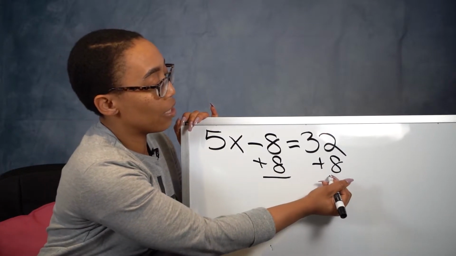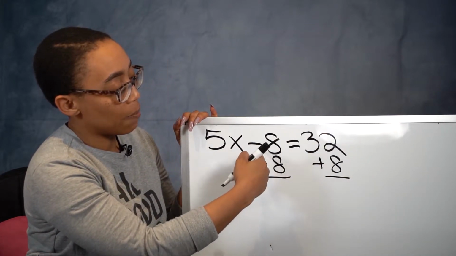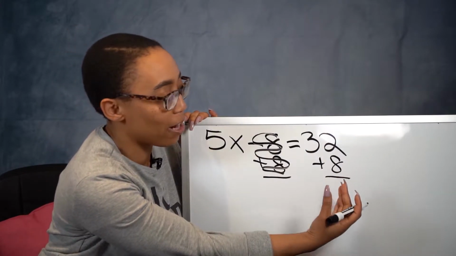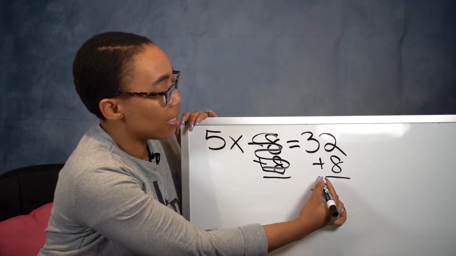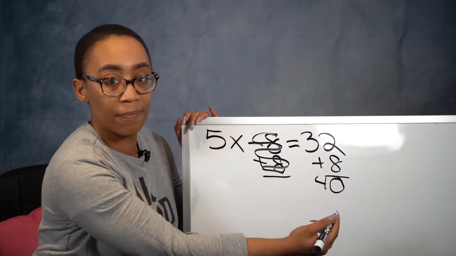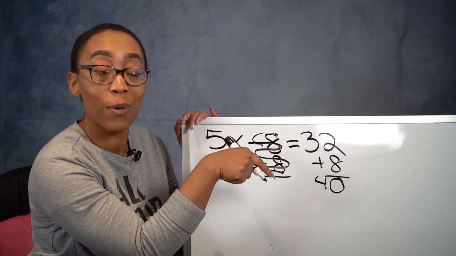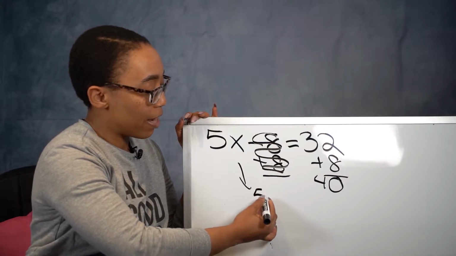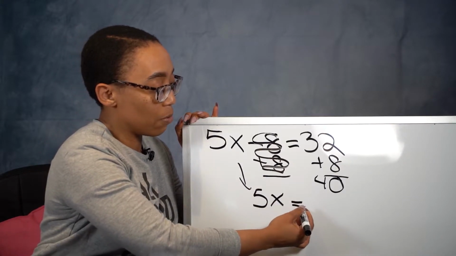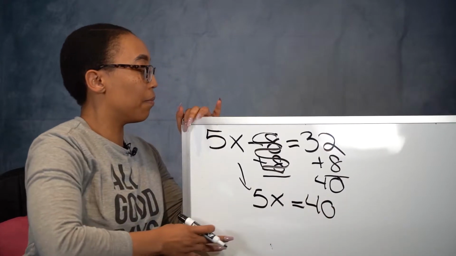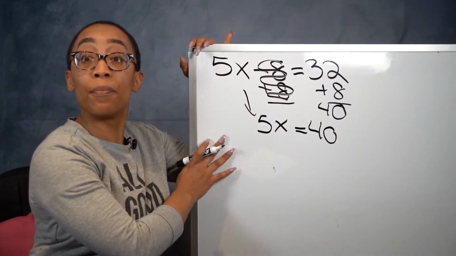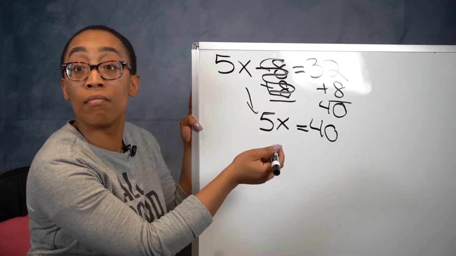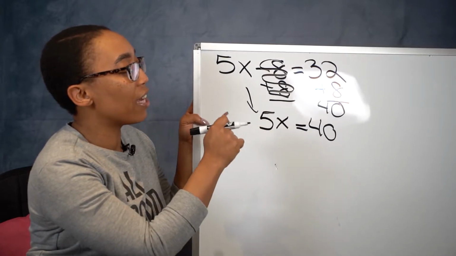See that? Because we did the opposite, it cancels out. And then we have this lovely math problem: 32 plus 8, and that is 40. You see that? Great. Then, just to make it clear, we're going to rewrite and bring this down. So we have 5x equals 40.